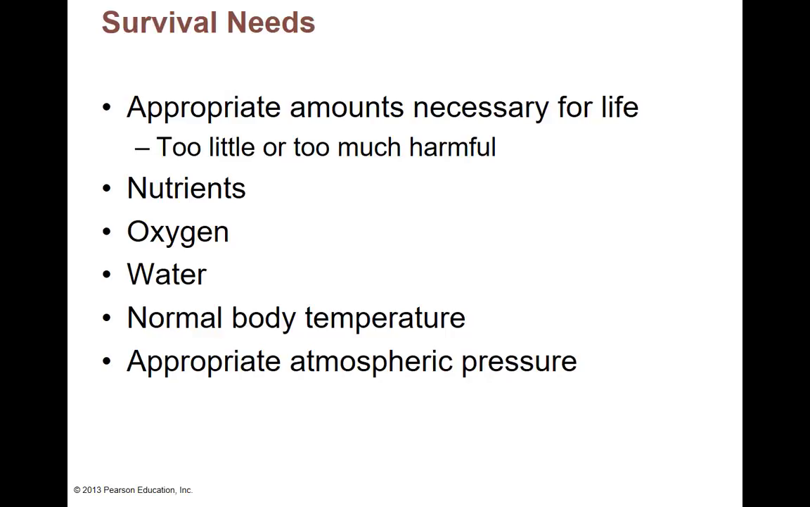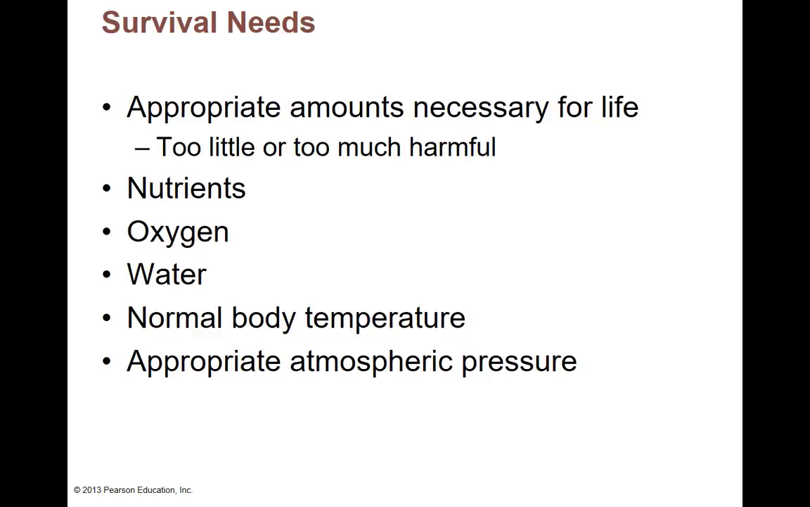There's all your basic 11 organ systems. Now, for us to survive, we do need the appropriate amount of nutrients, oxygen, water, body temperature, and atmospheric pressure. Everything is appropriate amounts. Too much or too little of any of these can be detrimental or deadly.